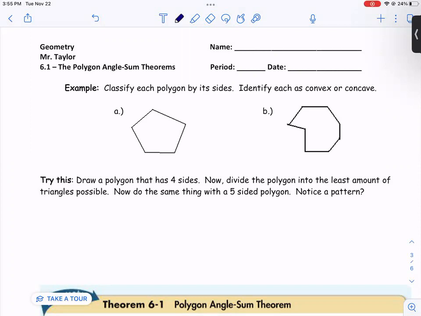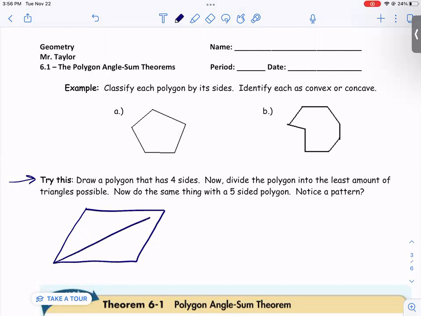All right, so the Polygon section that we're in right now has one special theorem that we're going to look at. So we're going to start with the try this question right here. This is at the middle of page 3. And so what we're going to do is draw a polygon that has 4 sides, and see how many triangles I can make without crossing over different diagonals.